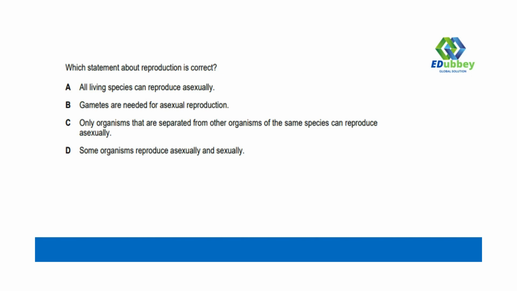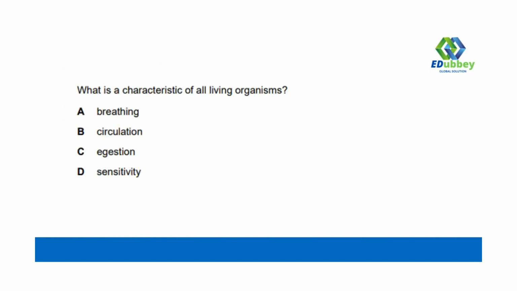Another question to look at is which statement about reproduction is correct. If you look at all the options here, the most appropriate option is D. That is, some organisms reproduce asexually and sexually.